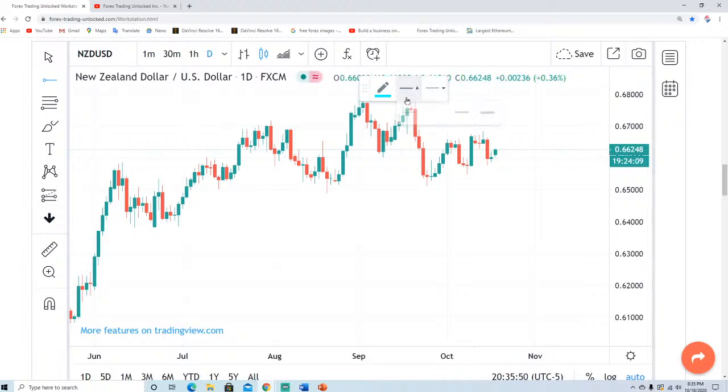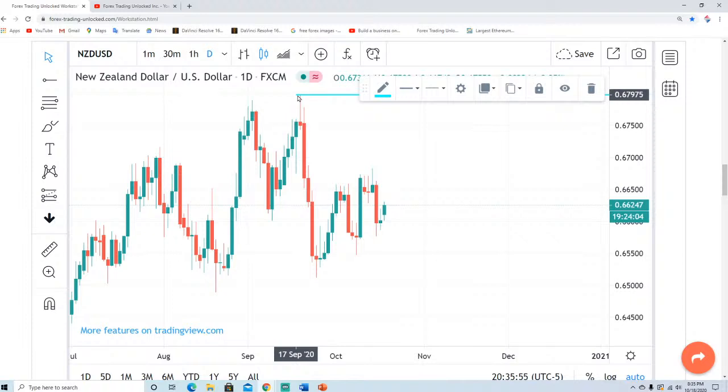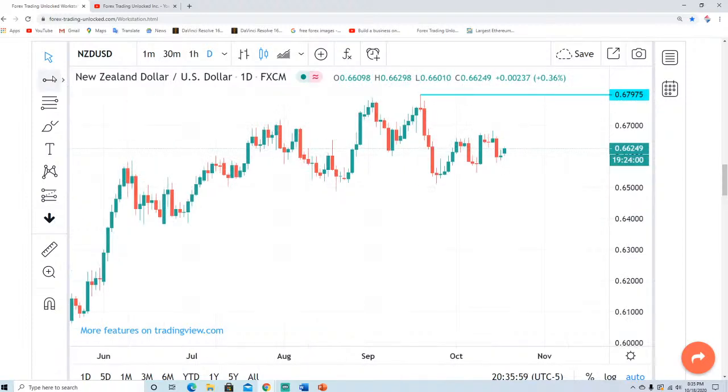Let's move this. There we go. Okay, so that high there. And then we have this last low here from 2 days ago, which is a huge one.